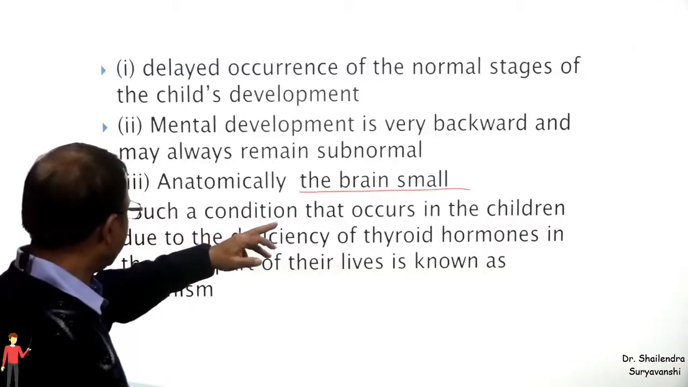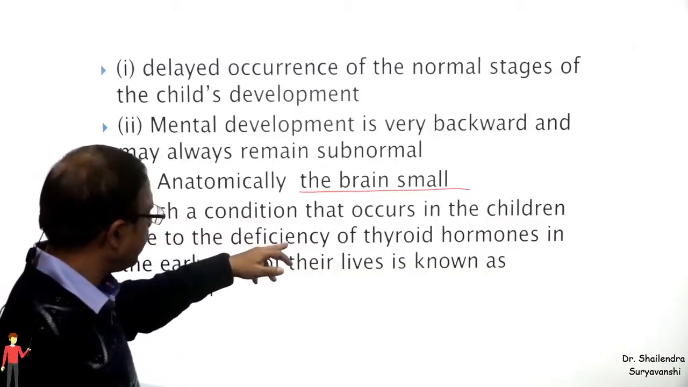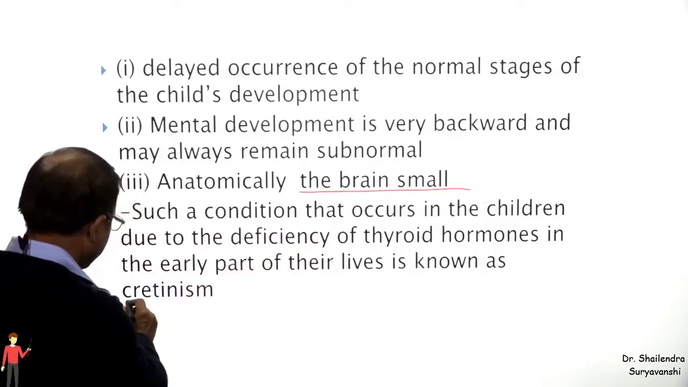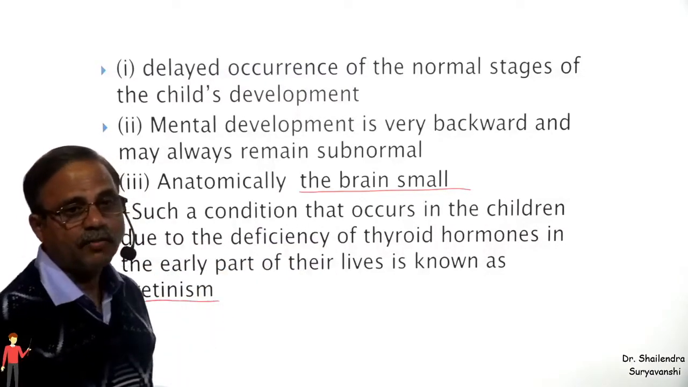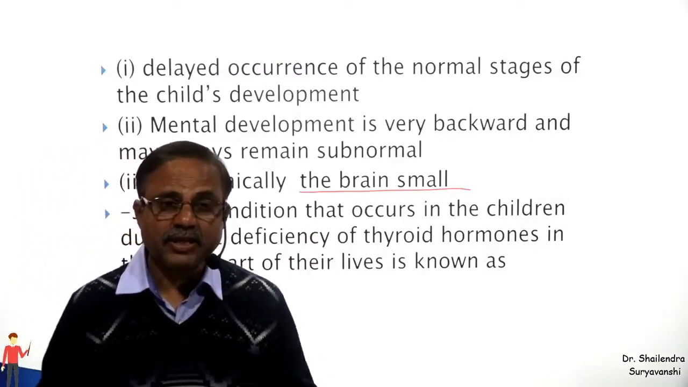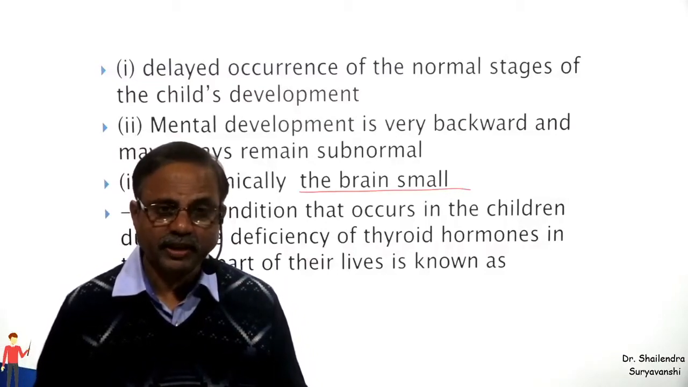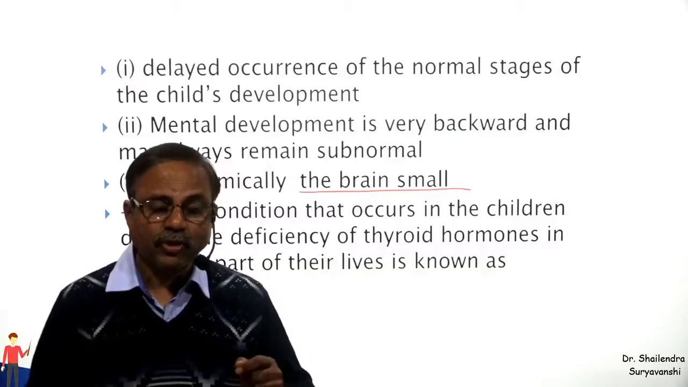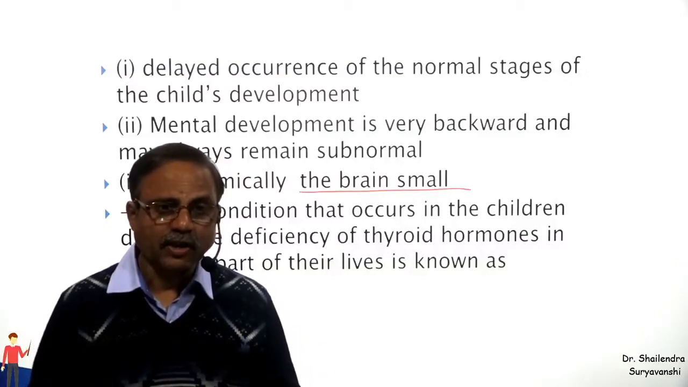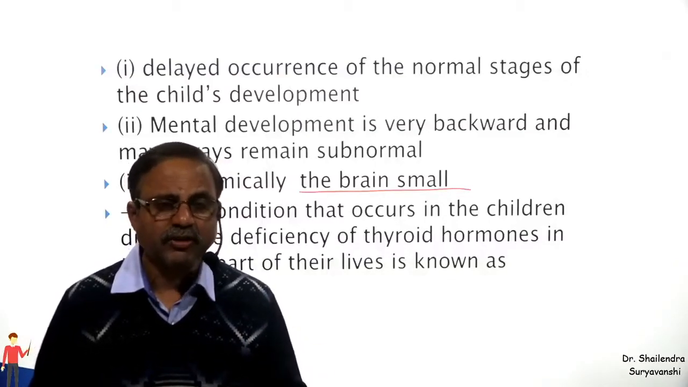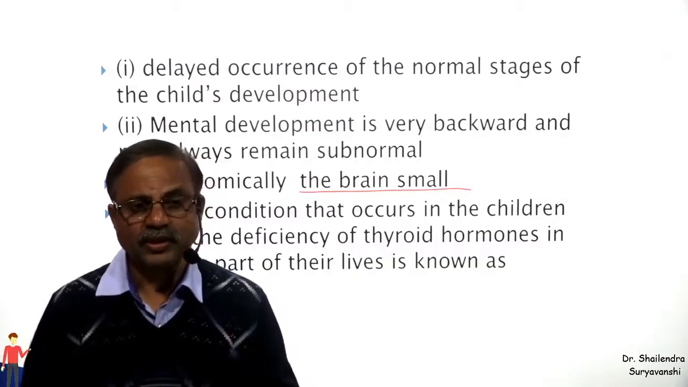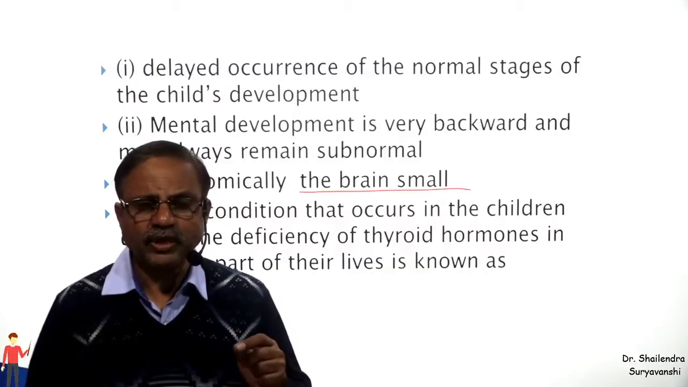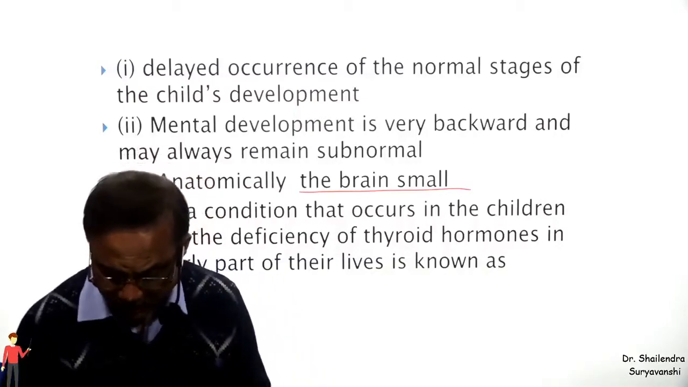Such a condition that occurs in the child due to deficiency of thyroid hormone in the early part of life is known as cretinism. And what is essential, apart from this, is that it is a very irreversible condition. After the age of 2 years, even if you give a sufficient amount of iodine to the child, or even if you give oral thyroxine substitution, that will not restore normal growth. The retarded growth will continue throughout that child's life.